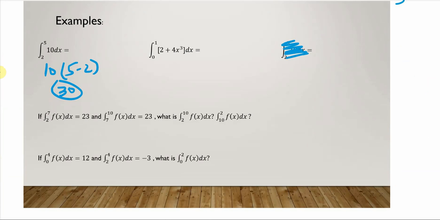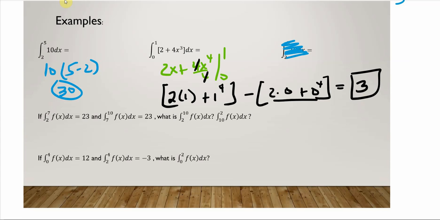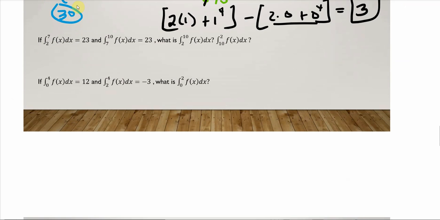So on this one, let's integrate this one. I'm going to end up with 2x. Property number 7 says I can do each piece by itself. 4x to the 4th over 4 from 0 to 1. These 4s actually reduce here. So now I'm going to plug in a 1, and I'm going to end up with 2 times 1 plus 1 to the 4th. And then I'm going to go minus 2 times 0 plus 0 to the 4th. And then all of this is a big fat 0. So I'm going to end up with 2 plus 1. My answer is 3. And now these are the ones that I love to test.